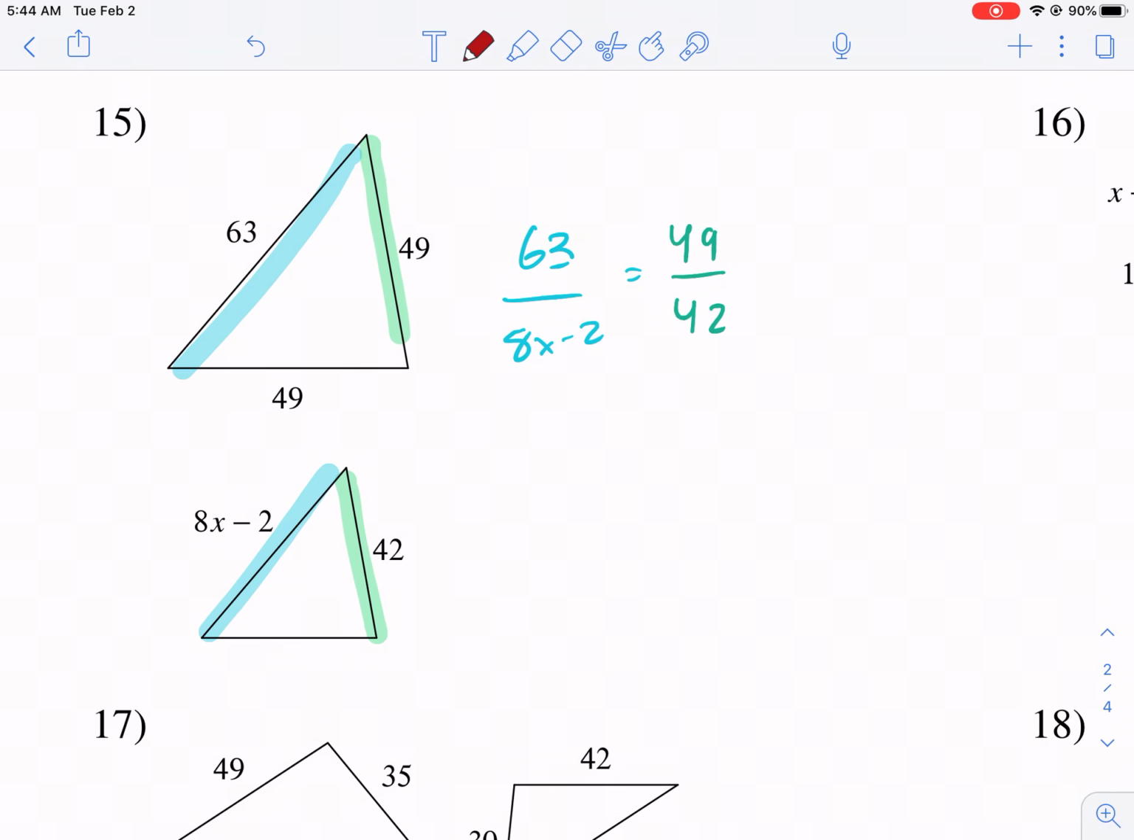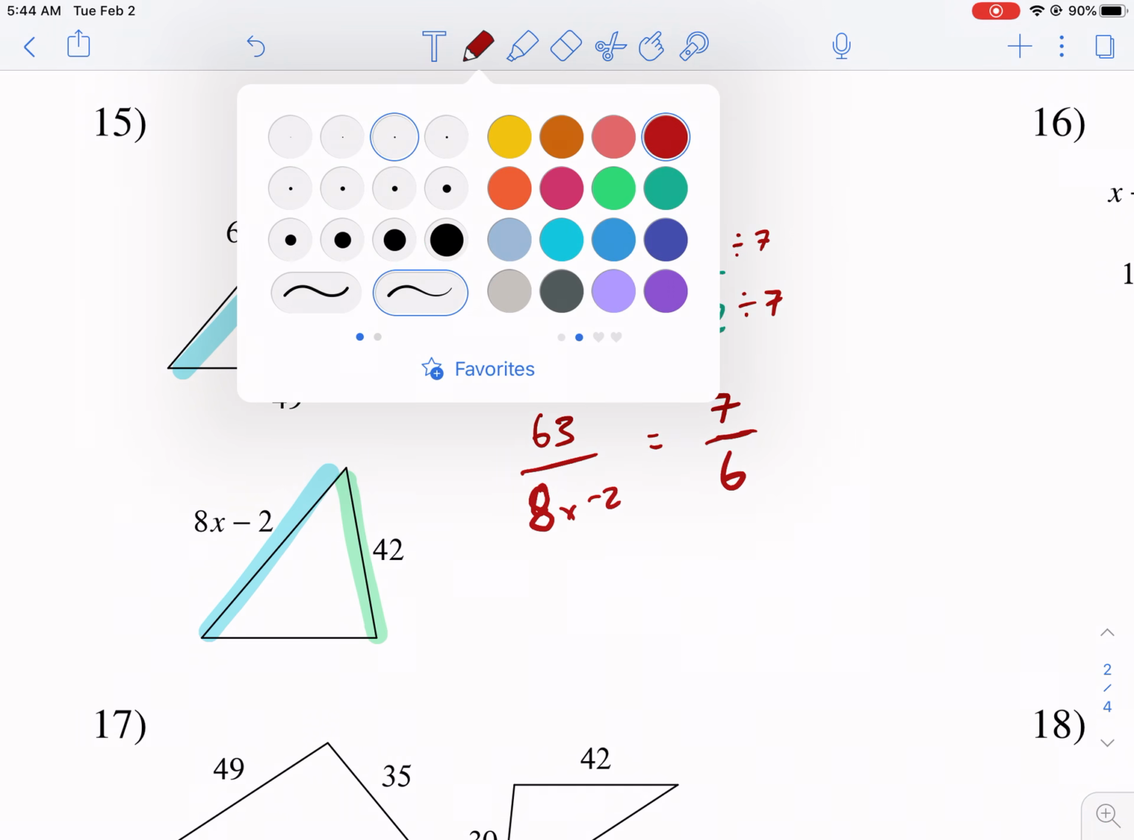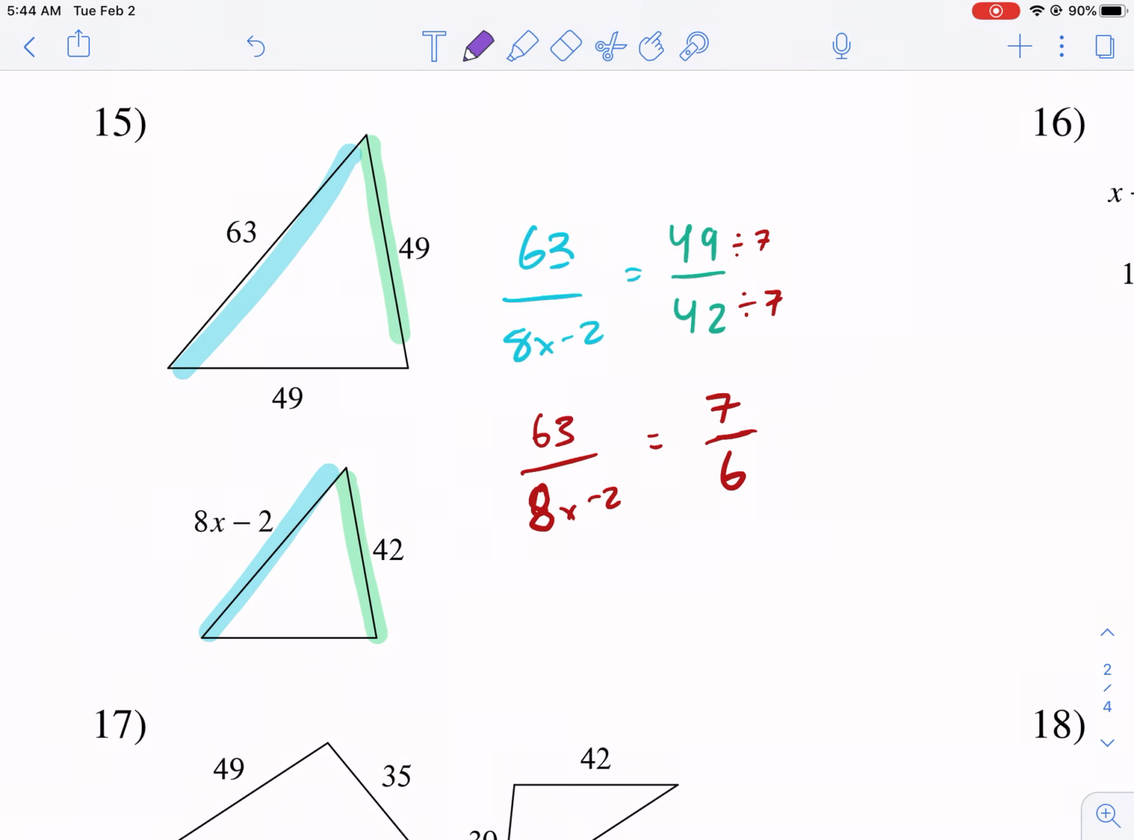If you want, one thing you can do is you can reduce before you get started. So I recognize that I could divide this by 7 and divide by 7. This is in case you don't have a calculator. I get 7 over 6. Now this is much easier than what I had before, 8x minus 2. Just kind of reduces the size a little bit, the workload.